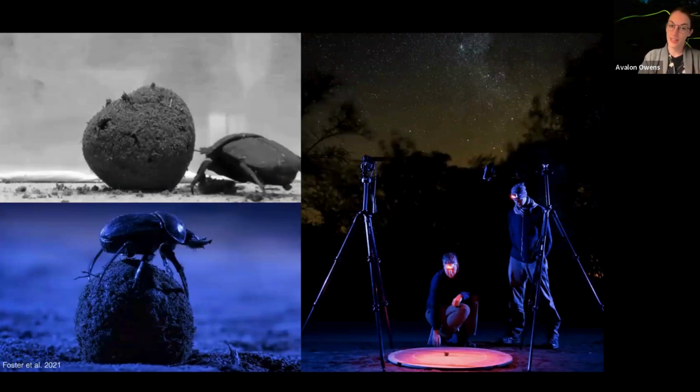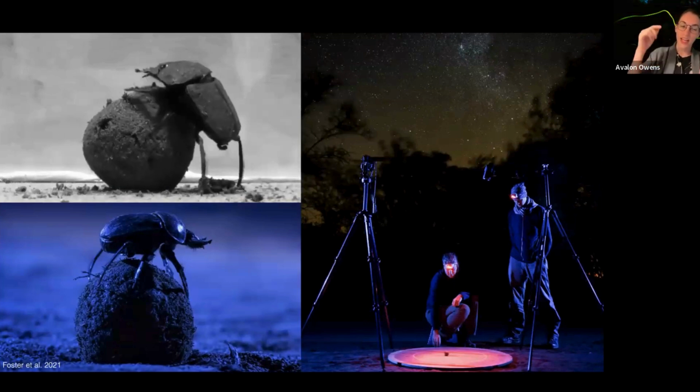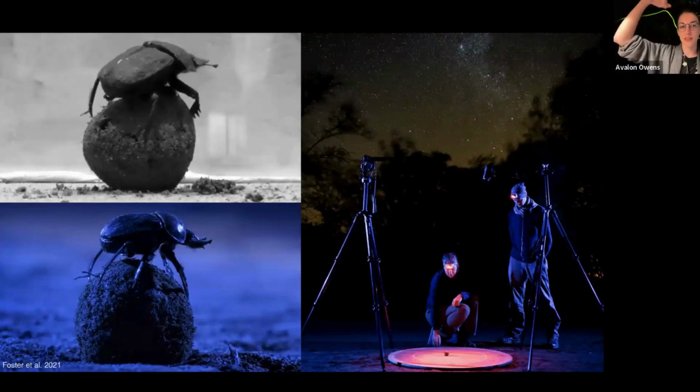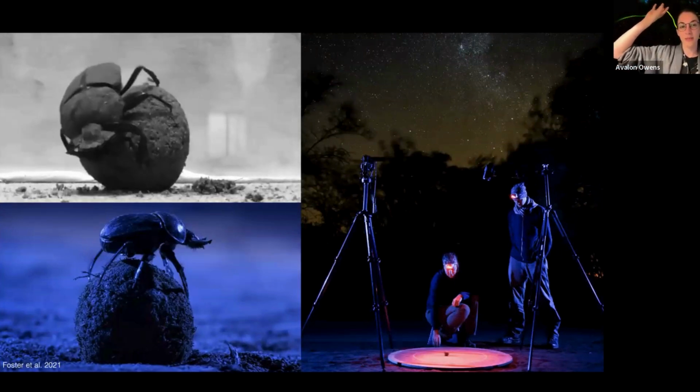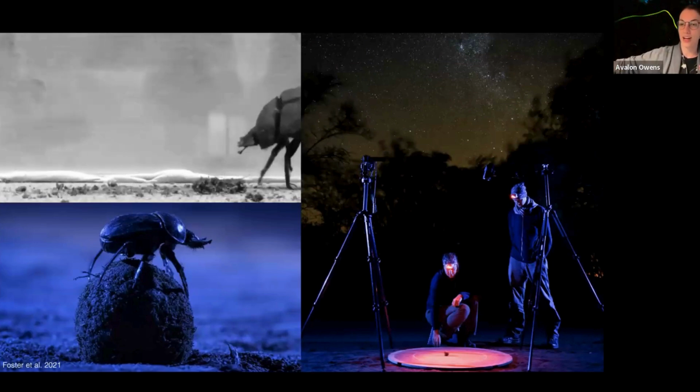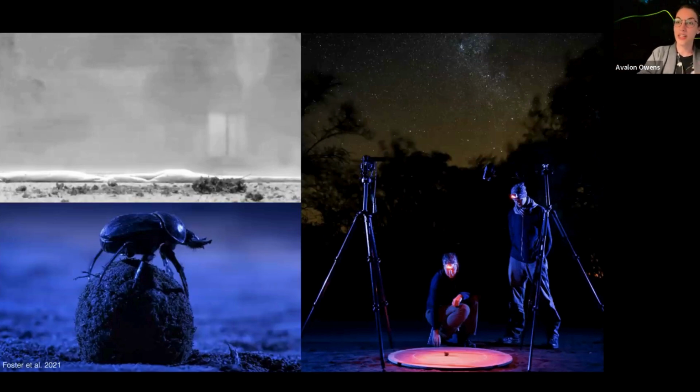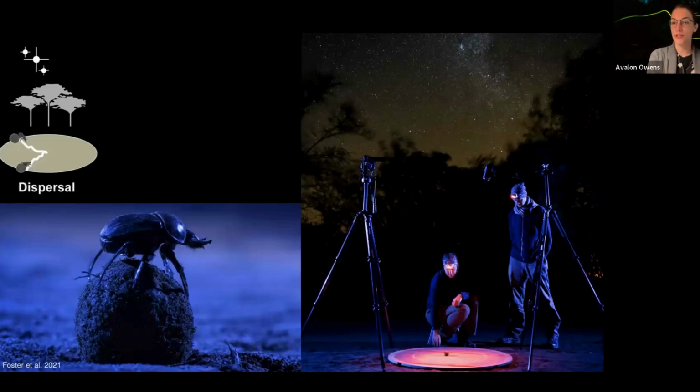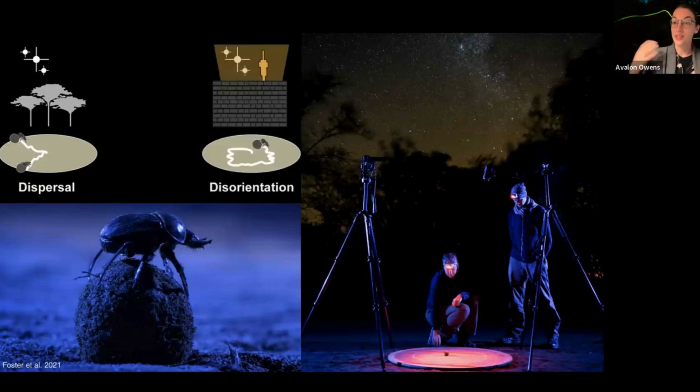So a dung beetle that finds a ball of dung will crawl on top and do a little circle looking up into the sky, find the Milky Way, and then sort of follow the line of the Milky Way or move with respect to the Milky Way. And so when they can see the Milky Way, they do this very beautiful straight dispersal, really effective, efficient movement. When the Milky Way is obscured with sky glow, they get really disoriented and they move in circles.